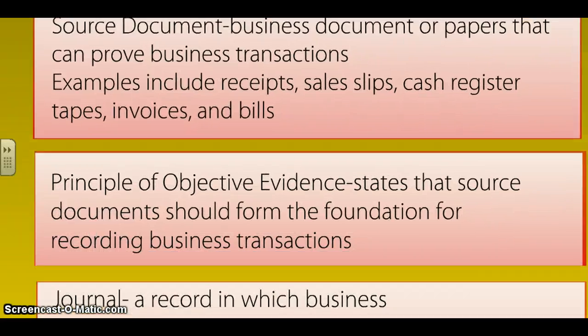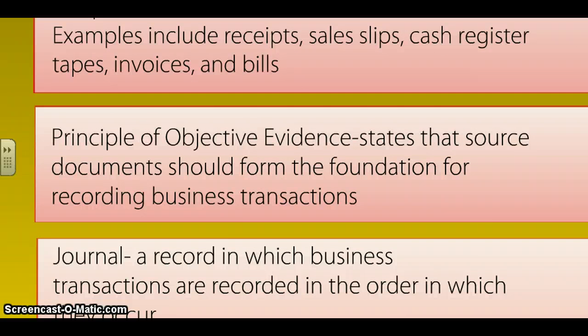That takes us to the principle of objective evidence that states that source documents should form the foundation for recording business transactions. So it's just stating that it's important that every transaction that's recorded is based off of one of those source documents, such as a bill, such as an invoice, such as the cash register tape.